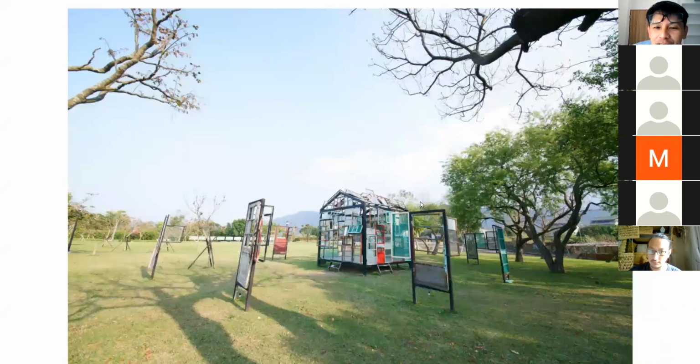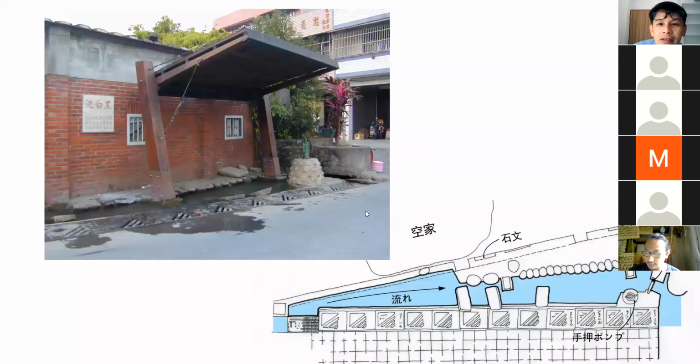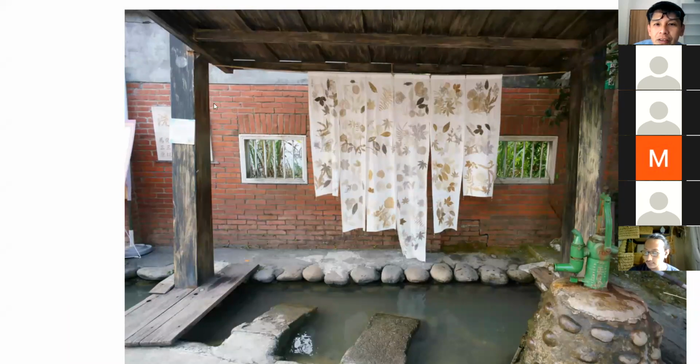The memory, it's called the memory of the house. So they collect a lot of windows and made together with local people, write down their memory with their house to create this art. Okay, this is dyed with the natural leaves in this village.